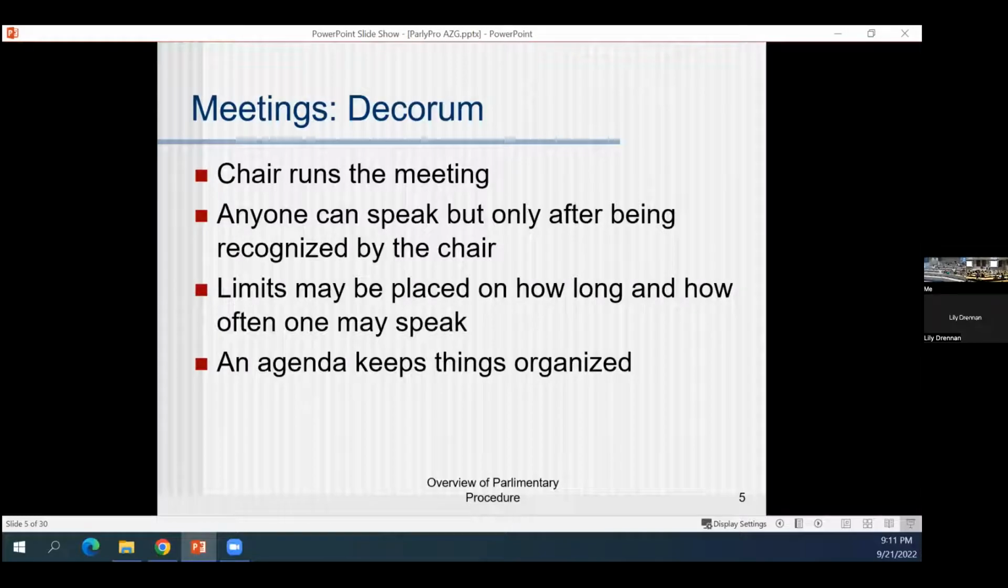So, first thing with meetings is decorum. The chair runs the meeting. Now, Lily is your president right now, so she's been the one who's running the meeting. The president is normally the one who runs the meeting, but they can delegate that authority to anyone they want within reason or within what's prescribed in the chapter's bylaws. Anyone can speak, but only after being recognized by the chair. So we don't have crosstalk, we don't have people talking over each other, so that everyone can hear and everyone can be heard.